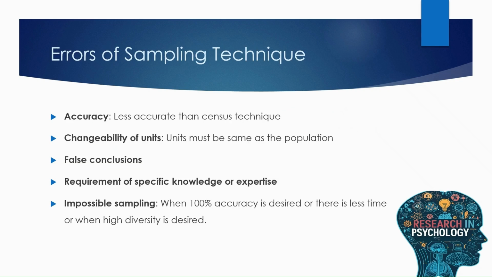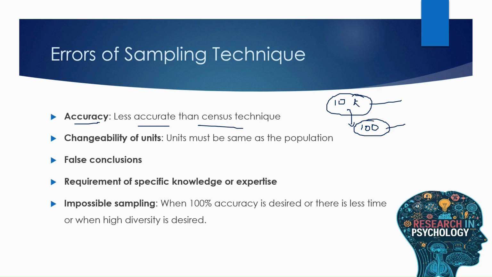Let's now look at some of the errors of sampling technique. So the first one would be accuracy, right? Sampling technique will always be less accurate than the census technique. I told you, in census technique, you are going to collect data from every single individual from this population of 10,000, right? When it comes to sampling, you will be choosing a sample of 100 from this 10,000 and then collecting data from this 100. So this sampling will always be less accurate than the census technique. So you need to make sure that the sample is a random sample, so at least you can reduce any mistake or any inaccuracy.